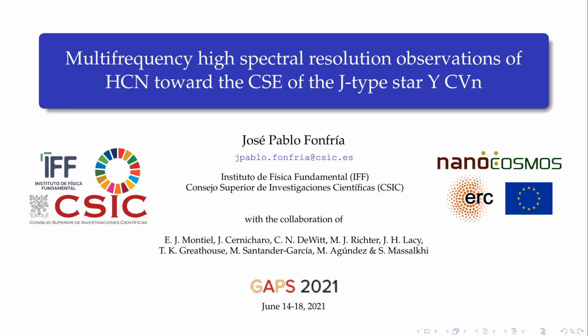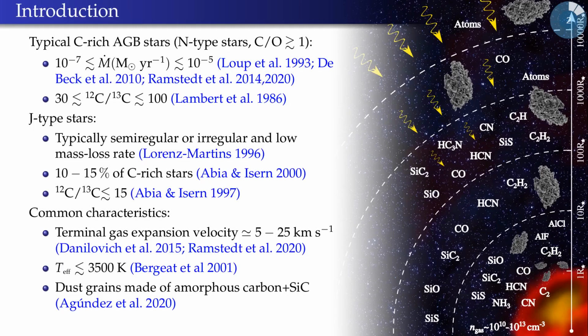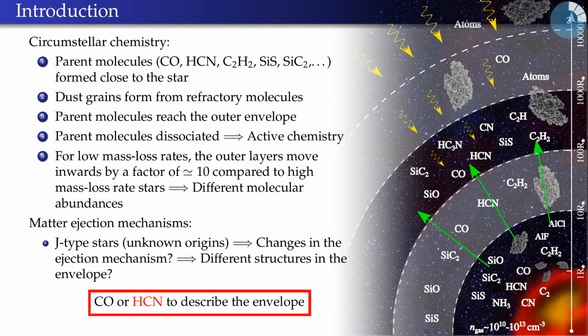star Y Canum Venaticorum. In the envelope of a typical AGB star, parent molecules such as CO, HCN, C2H2, or SiS form close to the stellar photosphere and are radially accelerated with the rest of the gas, while refractory species form dust grains, and radiation pressure pushes them away. These parent molecules are dissociated at hundreds of stellar radii by the galactic UV radiation field, triggering a very active chemistry that produces a plethora of new molecules.